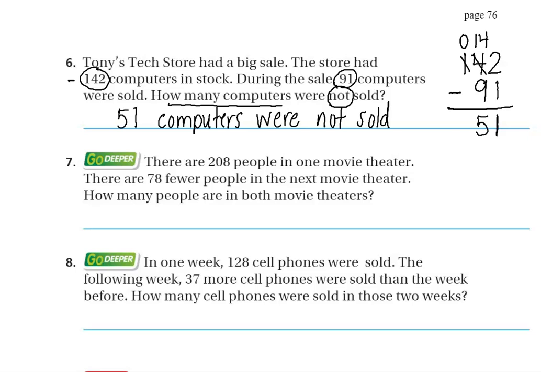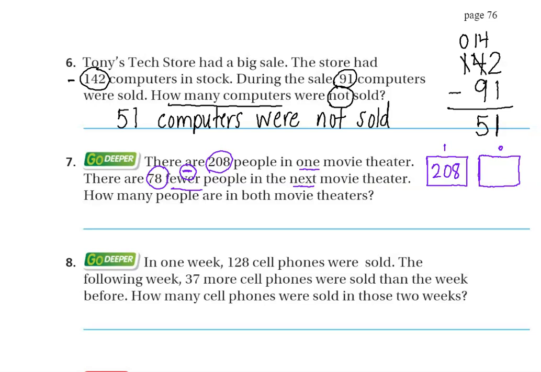Okay, so let's picture this. I see that we have one movie theater, and then there's another movie theater. I'm just going to draw that. So let's pretend like this is one movie theater, and this is the one that's next, the next movie theater. So I have 208 people in the one movie theater. So there are my 208 people. There are 78 fewer people in the next movie theater. So in this second movie theater, there are 78 fewer than in the first one. Well, I see that word fewer, and I know I'm going to be subtracting. So I'm going to put my subtraction sign above fewer.